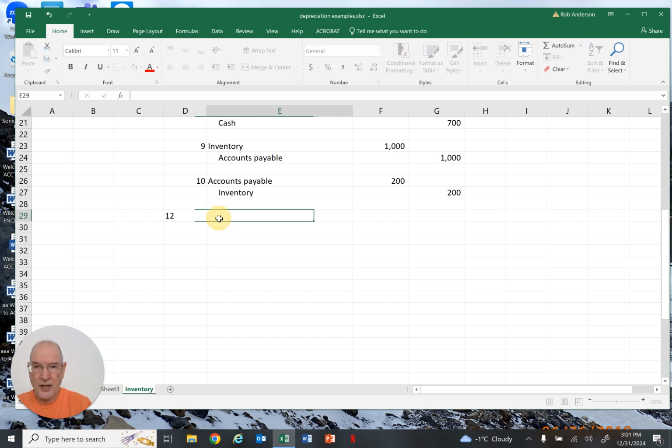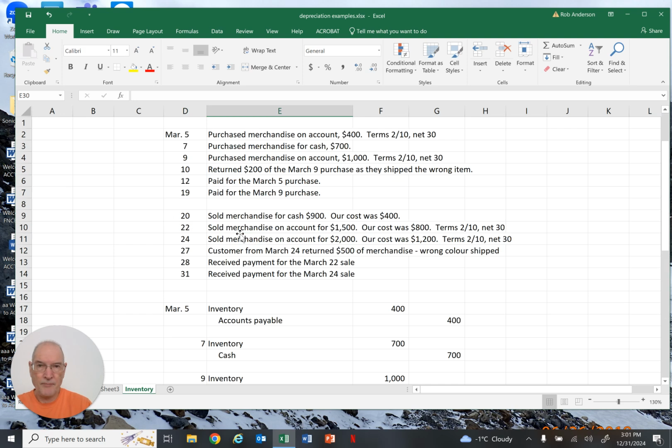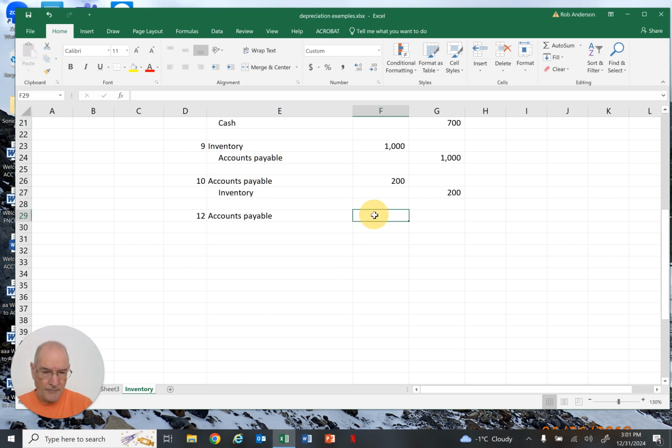We're paying off our accounts payable. And our accounts payable is $400 right here. So if you were to do a T account of accounts payable, you would see your balance is the 400 plus this 1,000 minus this 200. But that particular purchase was $400. So we're going to pay off the $400.